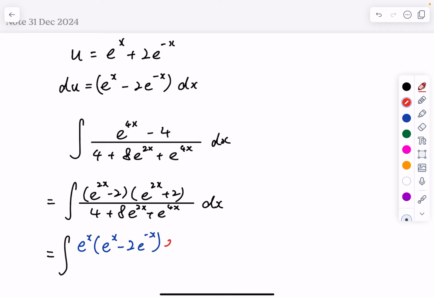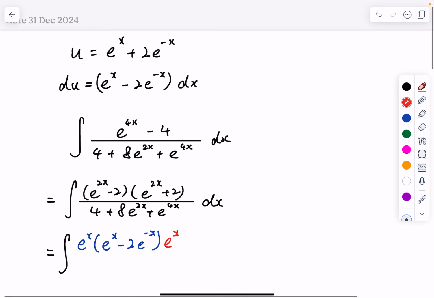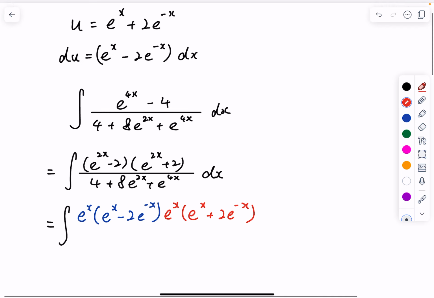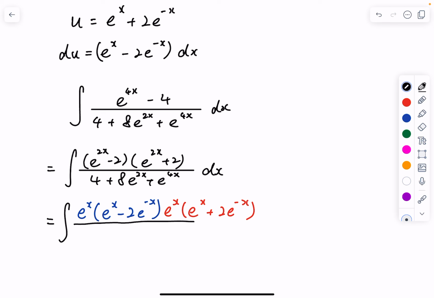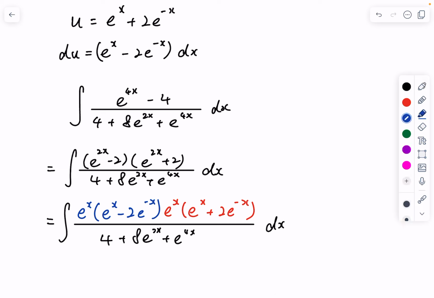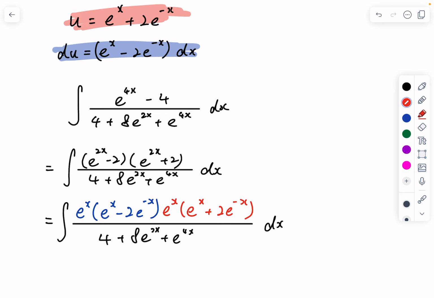Also, I take out e to the power of x as well. So the next bracket gives us e to the power of x plus 2e to the power negative x. And of course, we still get the same denominator. Now, we see that the blue part and the red part are quite similar to what we have about the u and the du. So right now, we can do some substitution.